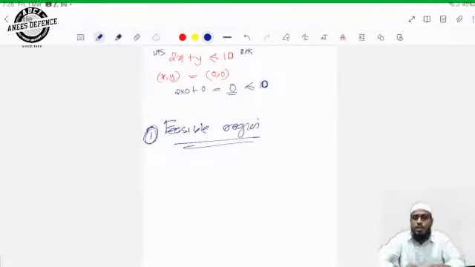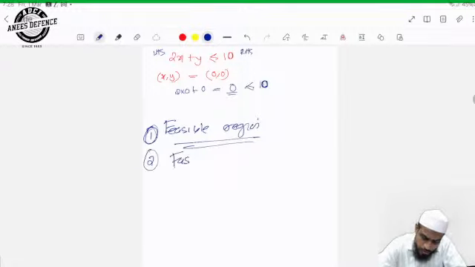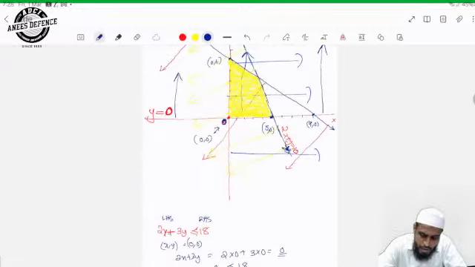So inside that feasible region, any one point, any one coordinate is satisfied by all the constraints. Any point in the feasible region, such a solution is known as feasible solution. For example, here, this is our area. This yellow shaded portion is our area. Any point in this area is a feasible solution.